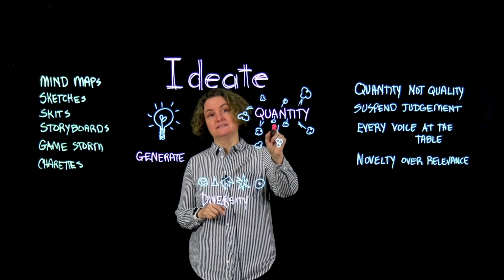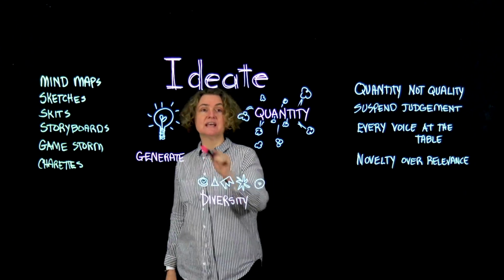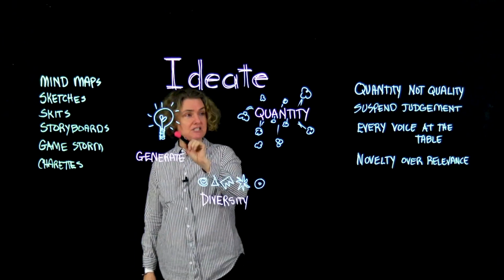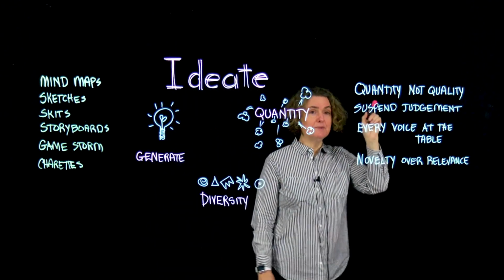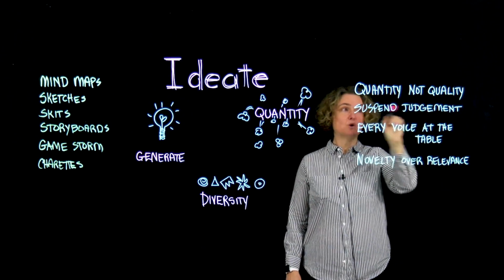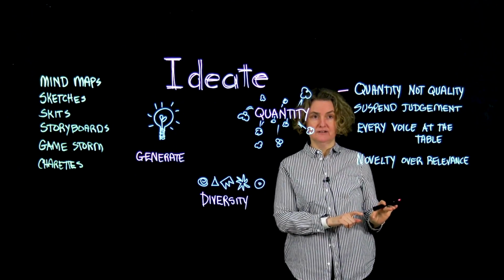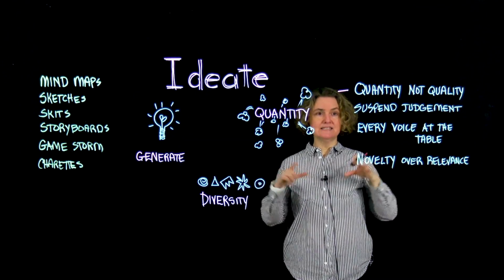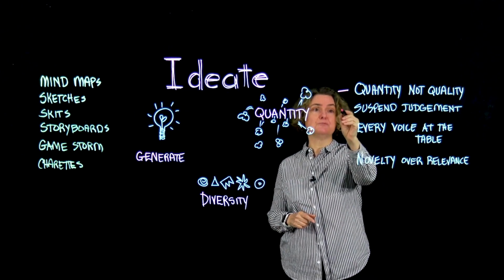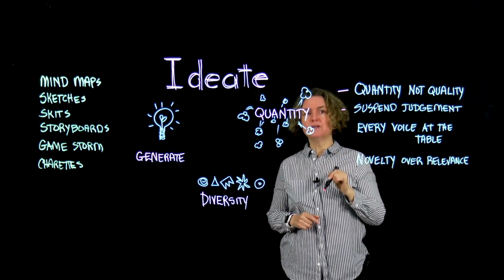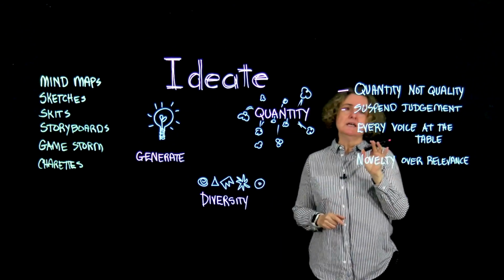1, we want quantity. 2, we want a diversity of ideas or solutions, and it's all about generation, generating quantity and diversity. So we want to keep in mind in this process that it's quantity, not quality, that we're going for at first. We can determine quality later. Getting as many ideas out at the beginning is the critical part. And for that, we have to suspend judgment. And suspending judgment not only of our own ideas, but of other people's ideas, right? Just get them out on the table.